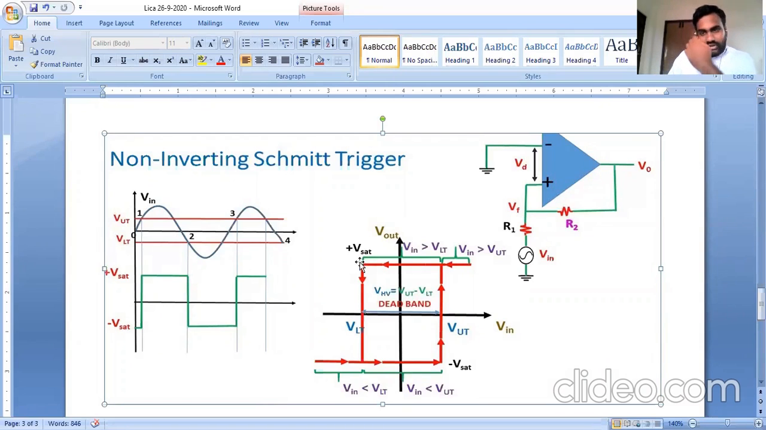If we see the input voltage, we applied a sinusoidal input voltage, which is an instantaneous input voltage and a time varying pulse.